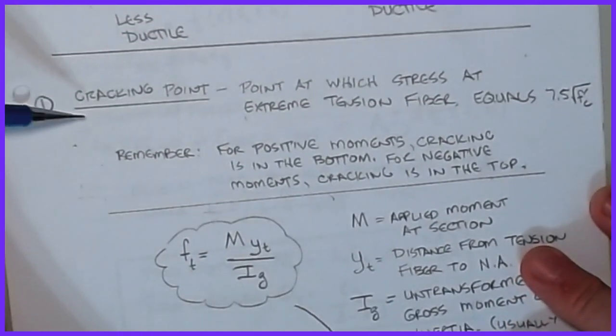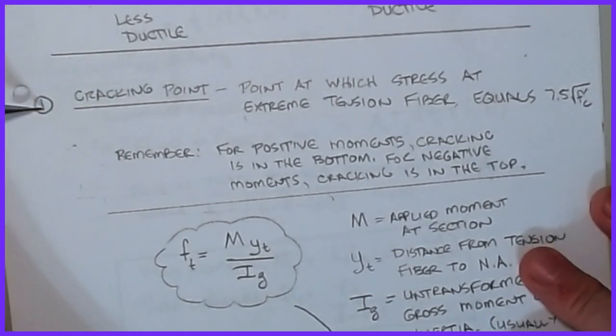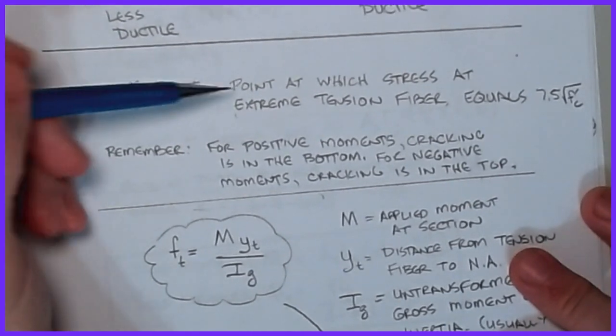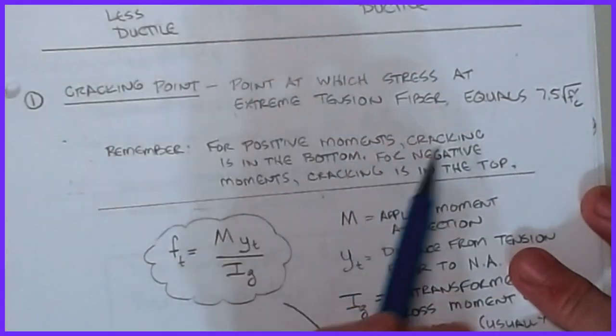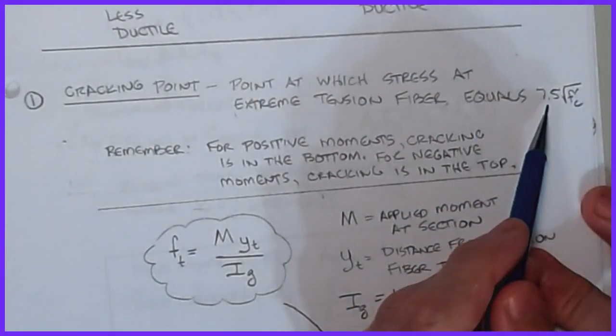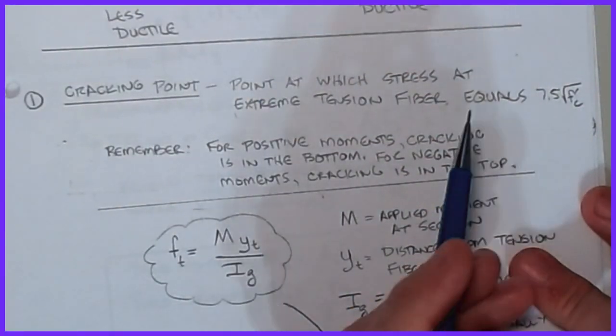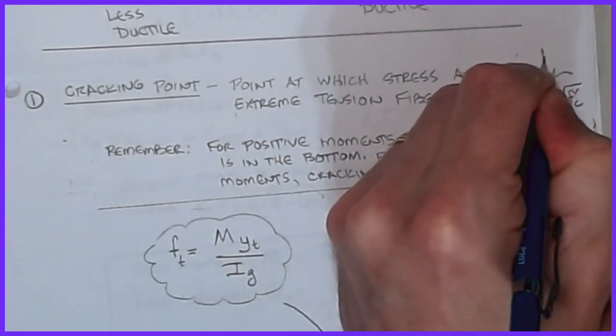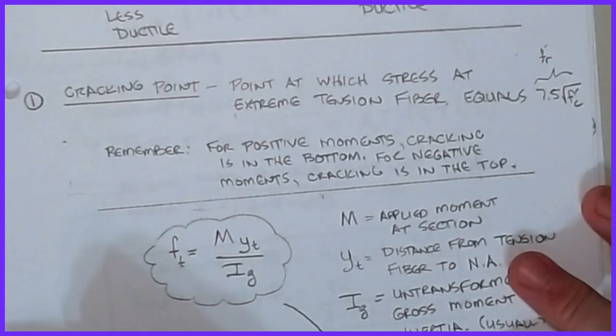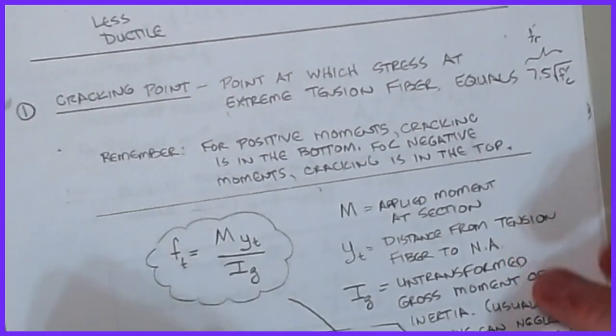Now, if we look at those 3 points by themselves, the first point we need to know is where the cracking point is. This is the point at which the stress at the extreme tension fiber is equal to the cracking stress. Since this is a flexural problem, a beam problem, this needs to be f r, the modulus of rupture, or 7.5 root f prime c.